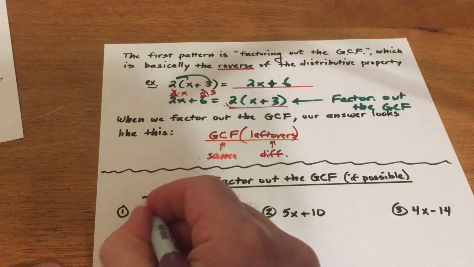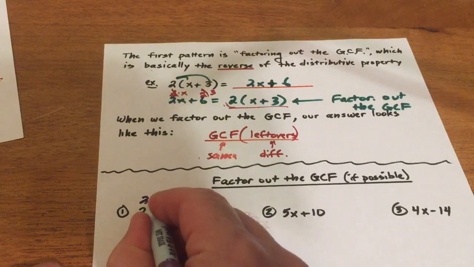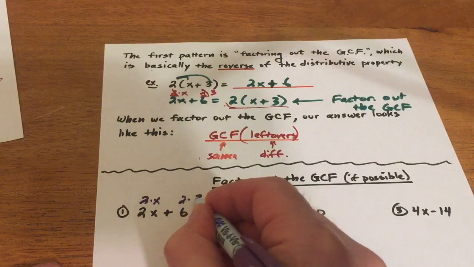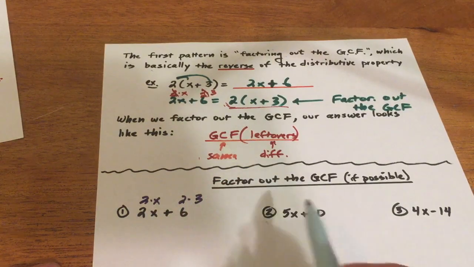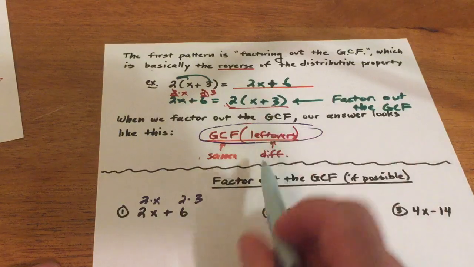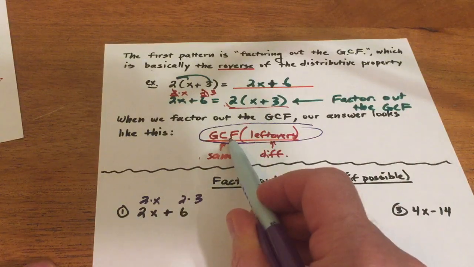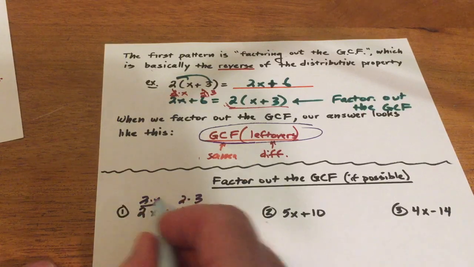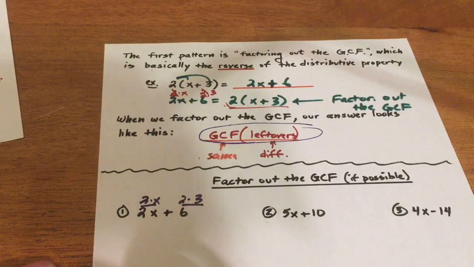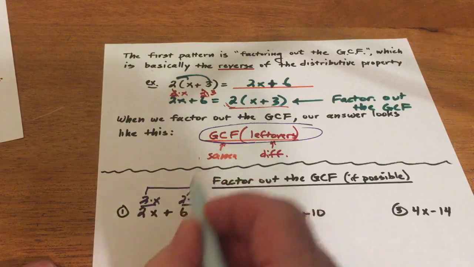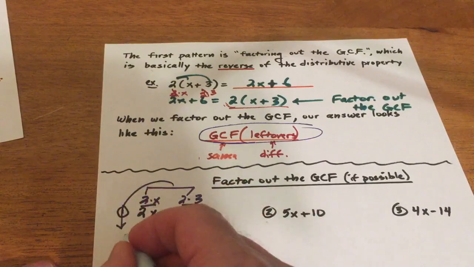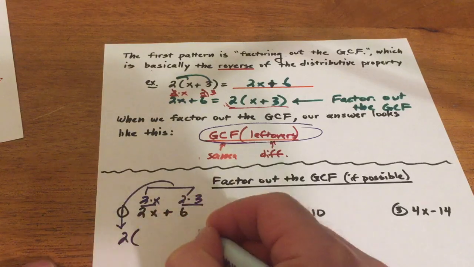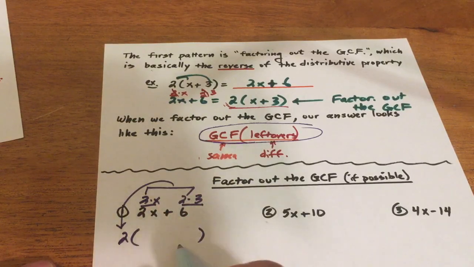2x is composed of a 2 multiplied by an x. 6 we can think of as 2 times 3. Now, when we write our answer, it needs to look like this, with the GCF first. So what is in common, or what's the same with this group and that group? Well, hopefully you realize there's a number 2 in common, and so that number 2 is going to come straight out here in front. That's our GCF.